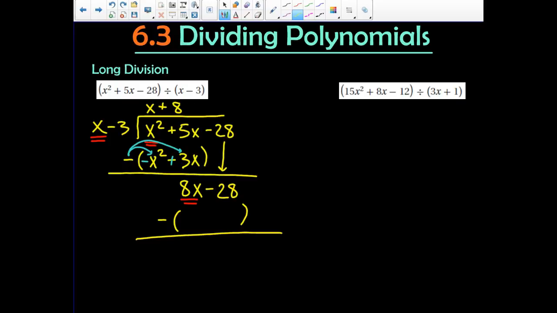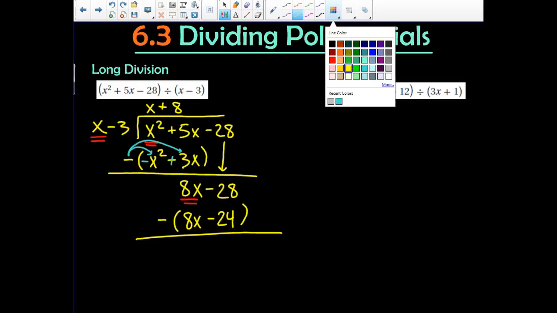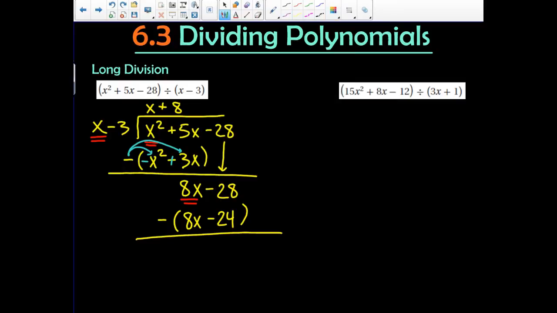So what is 8 times x minus 3? 8x minus 24. Distribute the negative, which changes both the signs. Combine those two together, x's cancel out. What's that? What? 8 times 3? So this is a negative 4.